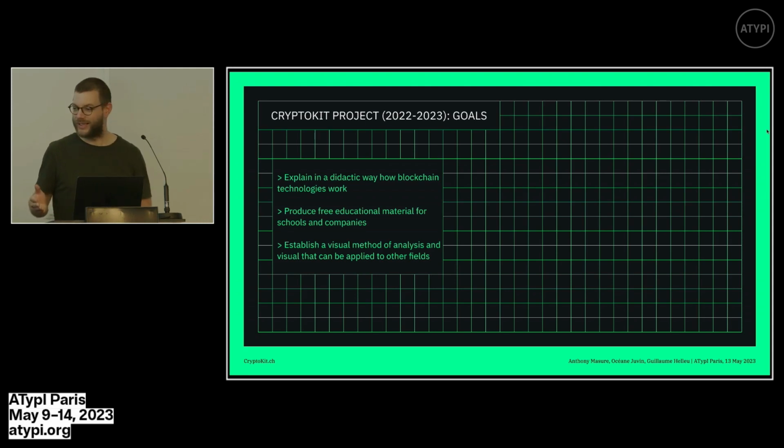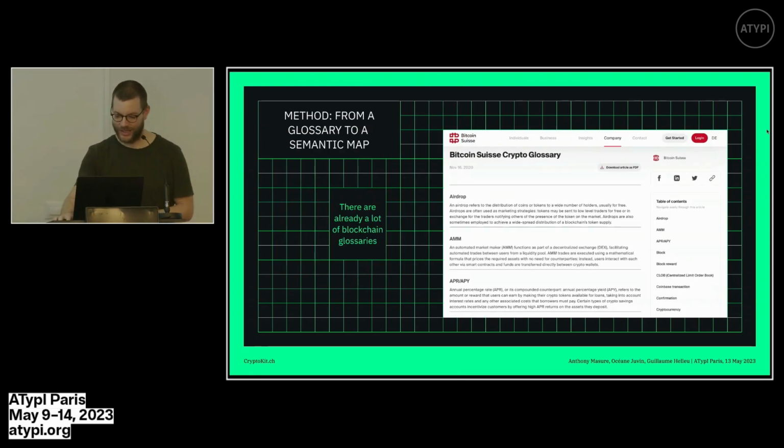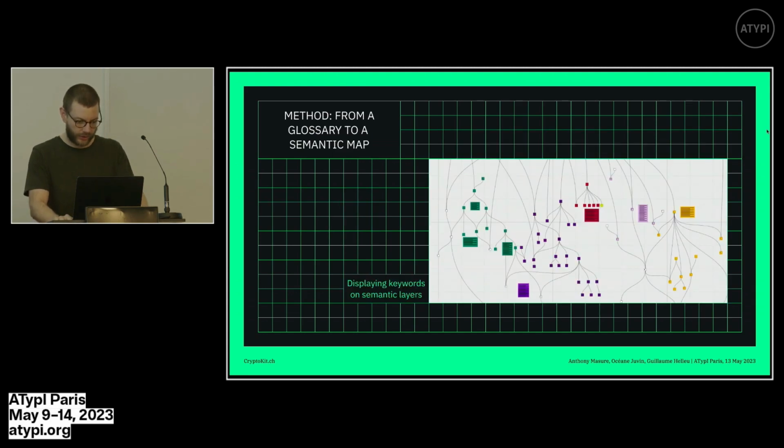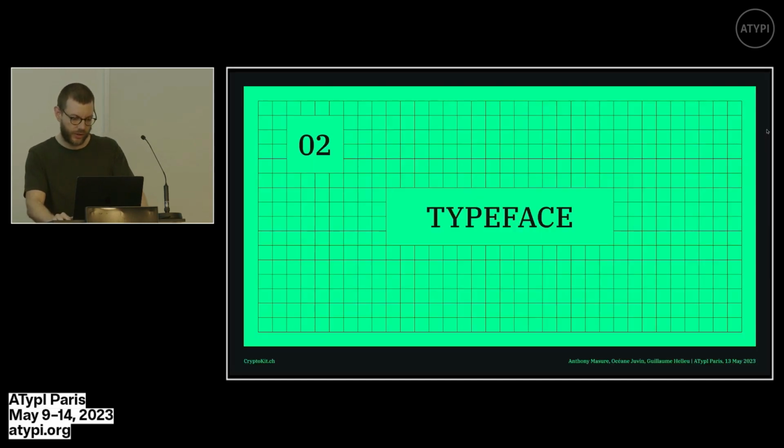And because we are not graphic designers, with Guillaume we needed a true professional, and that's why we asked Océane Juvin to help us, because we very much appreciated her work on the Quantype, physique quantique. And for the method, we didn't want to do a glossary because you can find a lot online. The first step was to establish a corpus, a list of keywords, that we compose and display on semantic layers, but Guillaume will explain this just later.